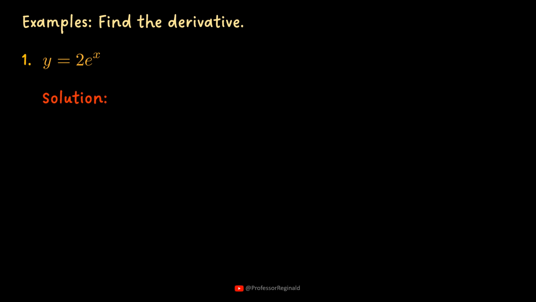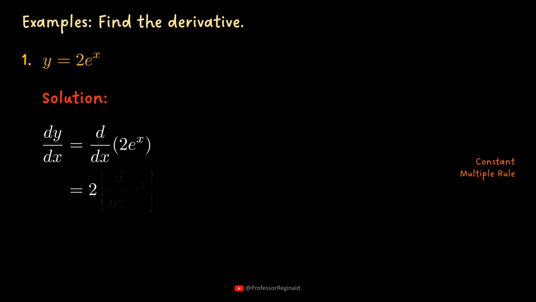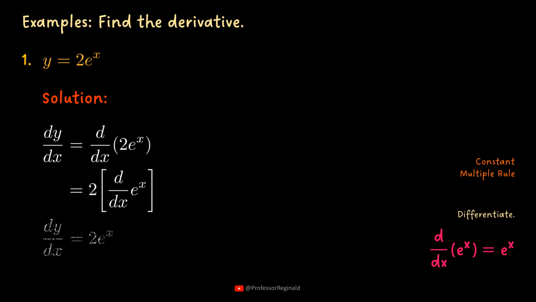Solution. First, apply the constant multiple rule. And then, differentiate using the natural exponential function rule. Therefore, the derivative of y with respect to x is equal to 2 times e raised to x.